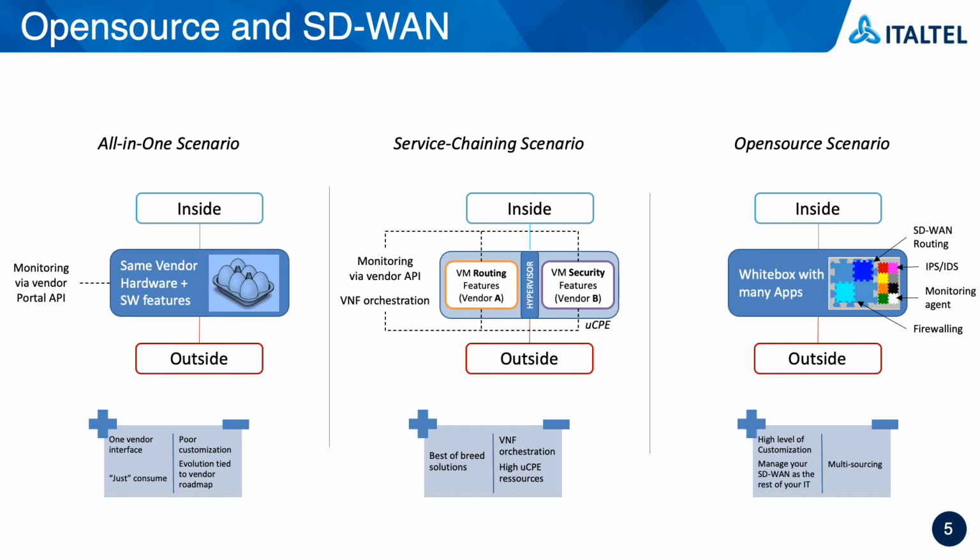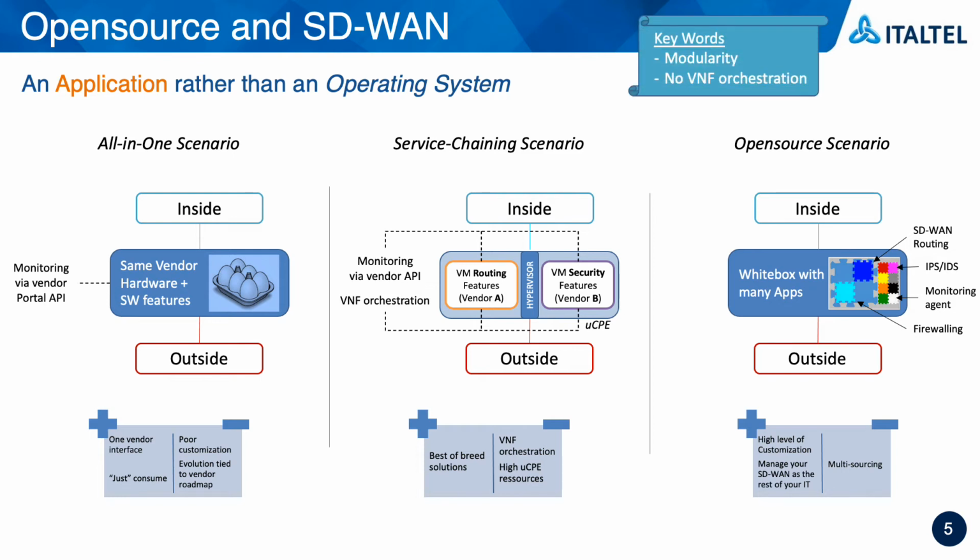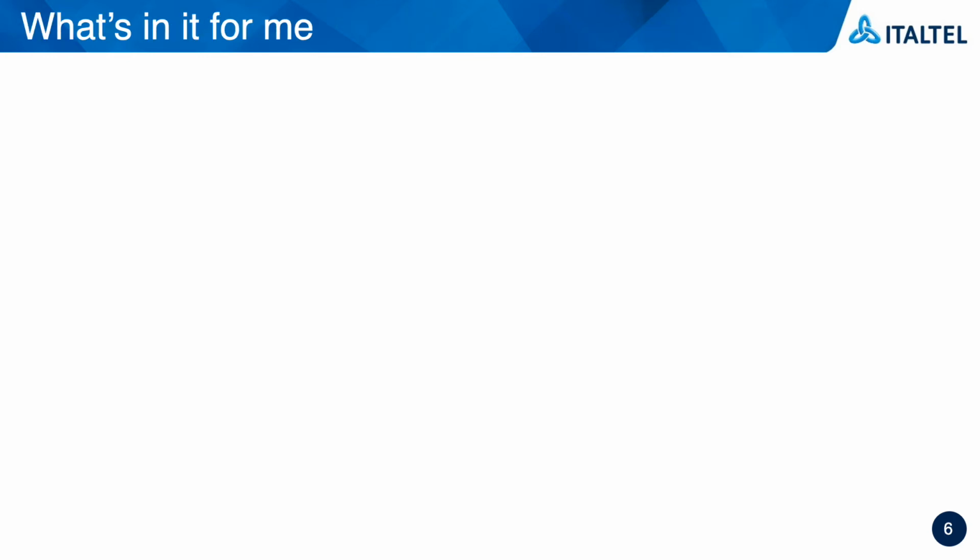So to get back to the question of what role is open source playing today in this SD-WAN field, my answer would be that SD-WAN is brought as an application rather than an operating system, which brings two things: modularity at first, and the absence of need for a VNF orchestration. How is this of any interest?